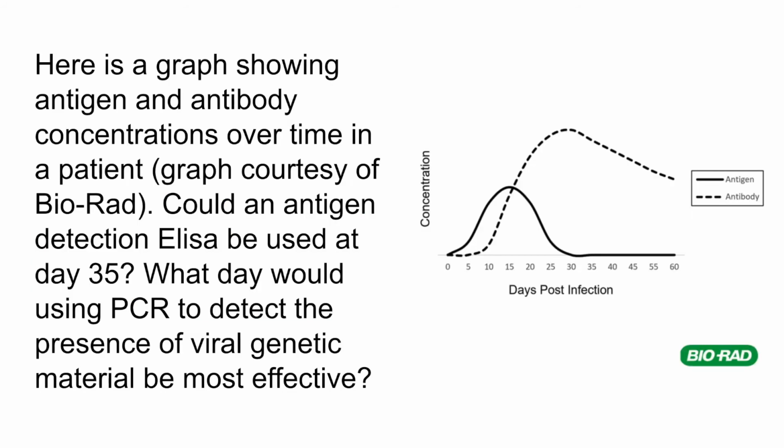So, here we can see a graph showing the concentration of antigen and antibody over time in a patient. This graph is provided to us by Bio-Rad Laboratories. Thank you, Bio-Rad. Could an antigen detection ELISA be used at day 35? And what day would using PCR to detect the presence of viral genetic material be more effective?